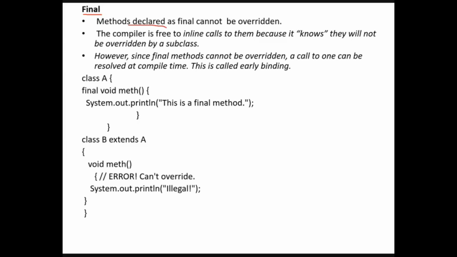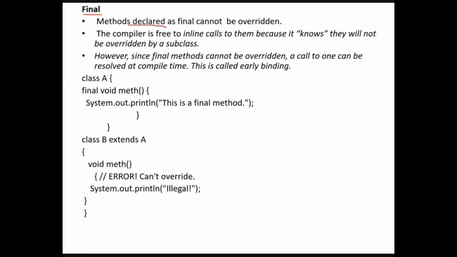So the final keyword is used in three places. If you use the final keyword on a data member, it is a constant data member. If you use it on a method, that method cannot be overridden. If you use it on a class, that class cannot be inherited.